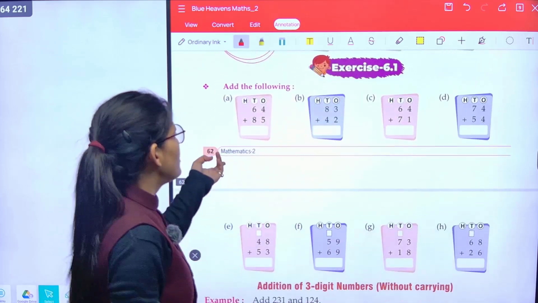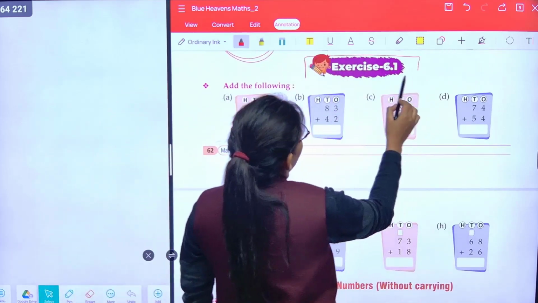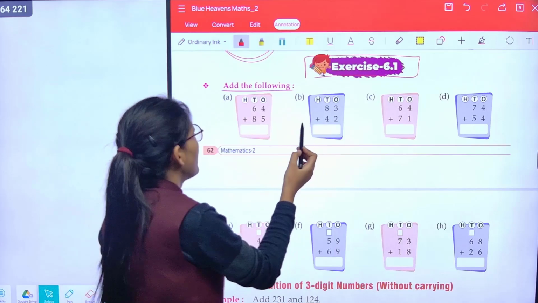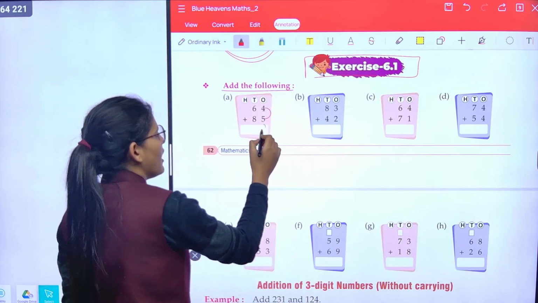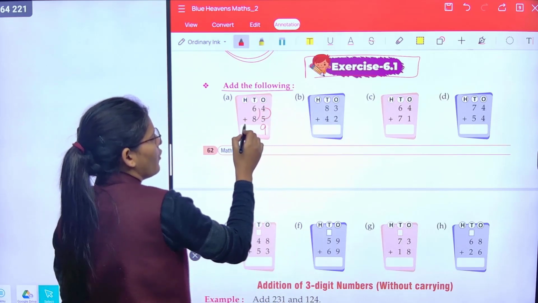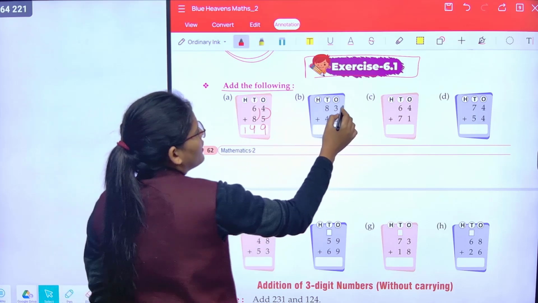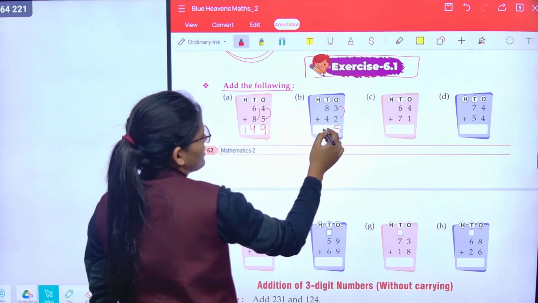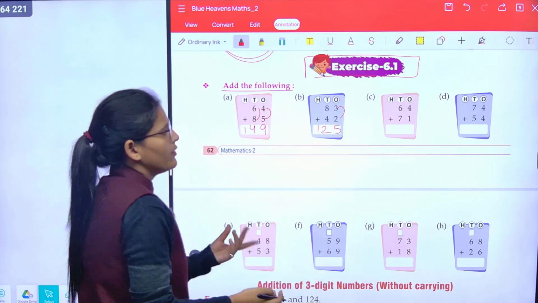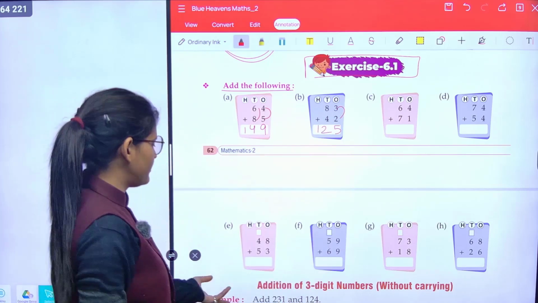Okay. Now students, come to exercise 6.1. Add the following. 5 plus 4, 9. 8 plus 6, 14. Now 3 plus 2, 5. 8 plus 4, 12. Rest of the parts, do yourself.